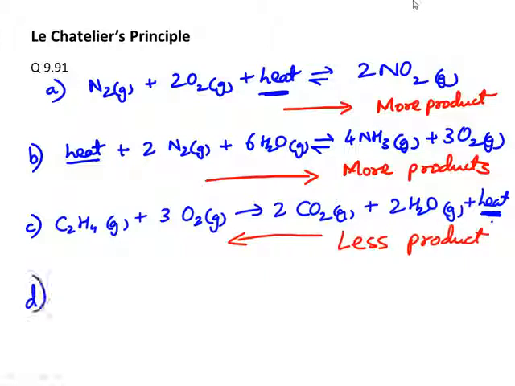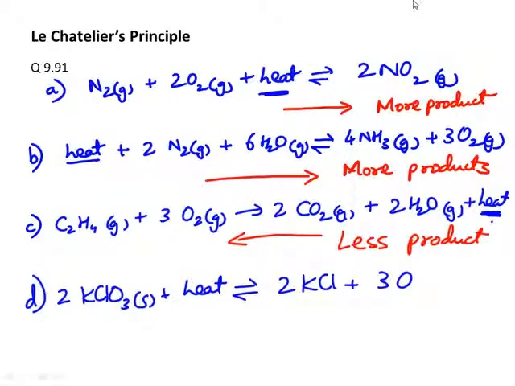Last, 2 KClO3 solid plus heat makes 2 KCl plus 3 oxygen gas. Now what do you think here it will be? Remember, heat is in the reactant, and by increasing the temperature, we are increasing the heat. If you're increasing the heat, the reaction shifts towards the opposite direction in order to counteract that change, and therefore there is more of the product being made in this case.